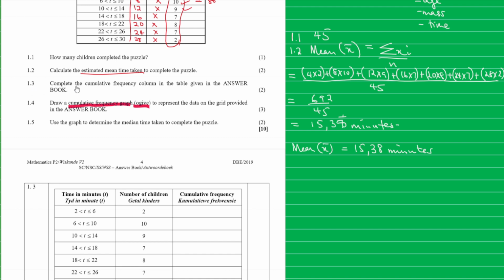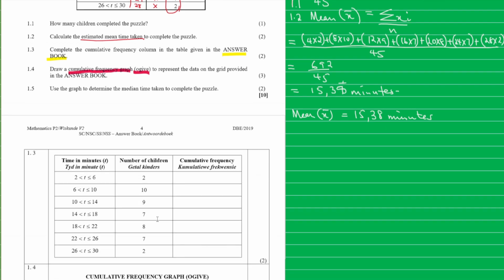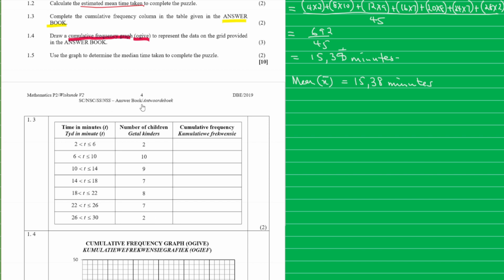So 1,3, complete the cumulative frequency column in the table given in the answer book. Remember that with paper 2, you are given an answer book, with pages where you write your answers set out already in the answer book. It's different from paper one. So I have got a page of the answer book here, and then we are simply required 1,3. We are required to fill in the questions here. So you'll be given this. So now, how do you fill in this?